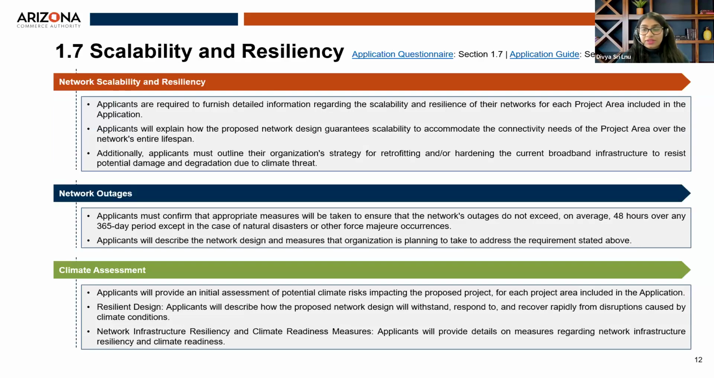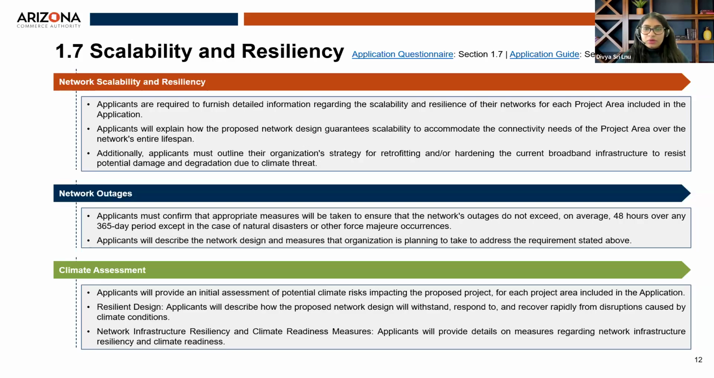So now that the stage is set for the application, I'll dive into the next sections of the application. The next one is the scalability and resiliency. This would involve three different subsections. The first one is that applicants are required to provide information regarding the scalability and resiliency of their networks for each project area in the application. This would involve a description of the redundancies in both the network and power sources for no less than 50% of the BEAD eligible locations included within the scope. Applicants will also explain how the proposed network design guarantees scalability to accommodate the connectivity needs of the project area over the network's entire lifespan.